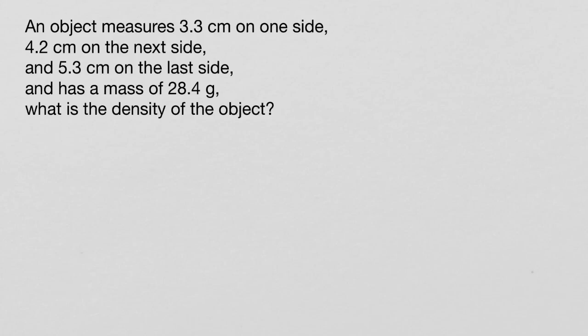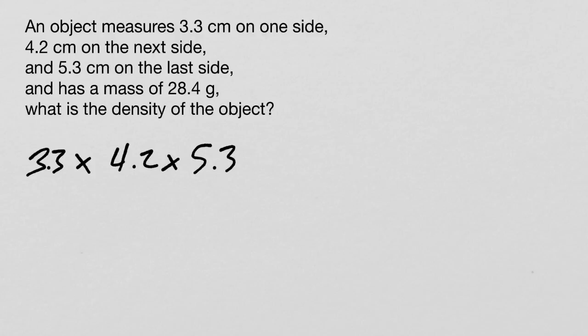Alright, so an object measures 3.3 centimeters on one side, 4.2 centimeters on the next, and 5.3 centimeters on the last side, giving us 73 centimeters cubed, if we use the proper number of sig figs.